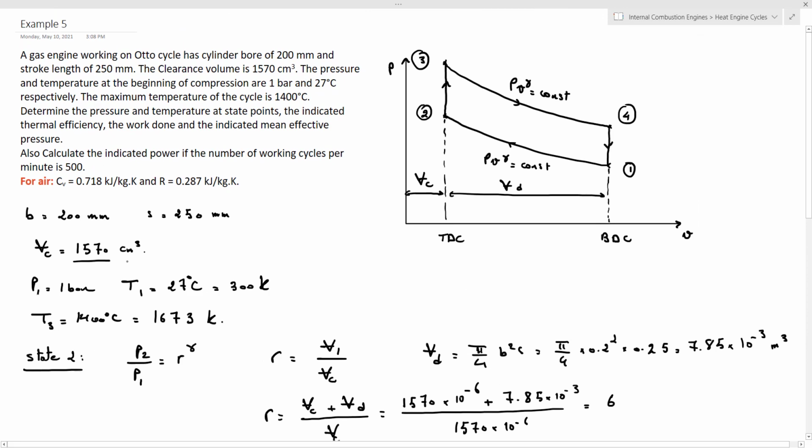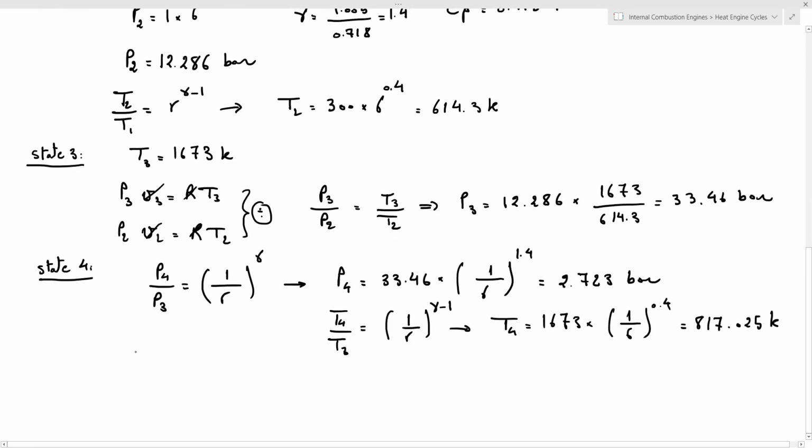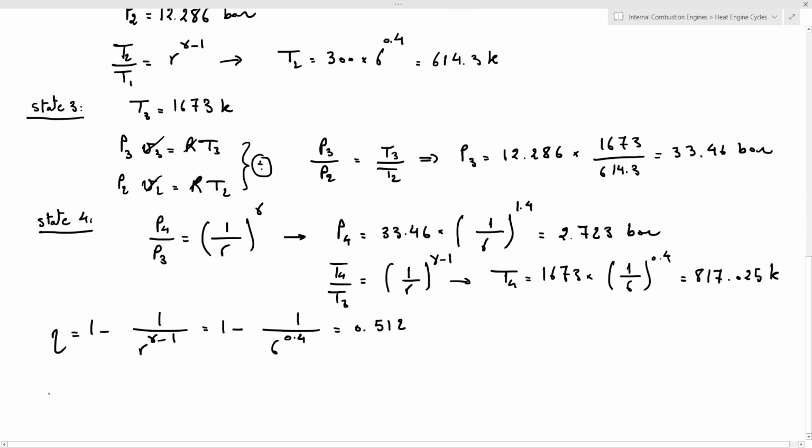Let's calculate the indicated thermal efficiency. For an Otto cycle, as we saw before, the indicated thermal efficiency is a function of compression ratio only. So we know the compression ratio, we can calculate the indicated thermal efficiency. For an Otto cycle, eta is simply 1 minus 1 over R to the power gamma minus 1. So 1 minus 1 over 6 to the power 0.4. So this will be equal to 0.512.